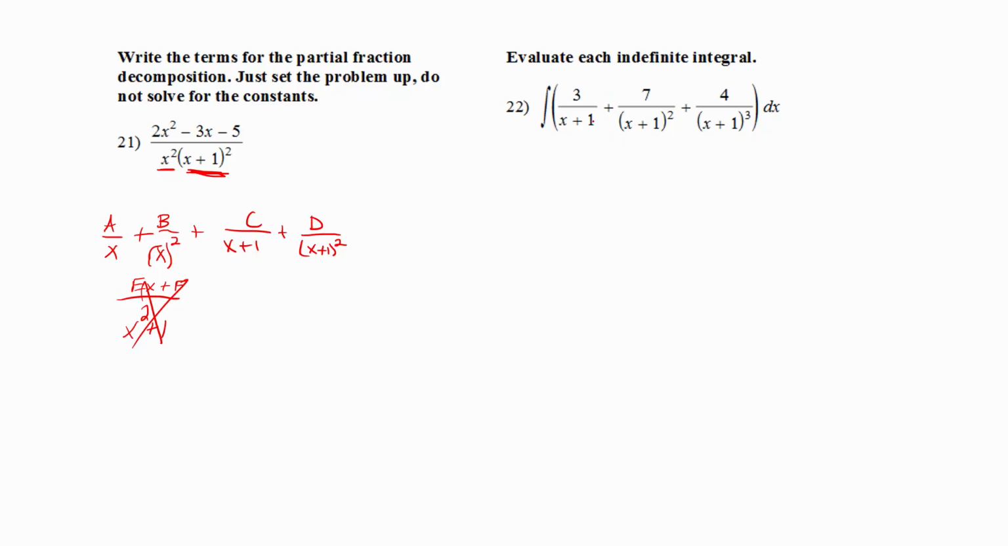On 22, this is actually more like what we were just doing, where we were just integrating using the power rule and logarithms and all that jazz. We were just doing it 3 different times. And so this is just an x plus 1 on the bottom without a power, which means it's the natural log function. And so the 3 goes in front. Here we want to move this to the top and give it a negative exponent. We want to add a power and divide, and so that gives us 7x plus 1 to the negative 1 divided by negative 1. So that's negative 7 over x plus 1, because it was this.